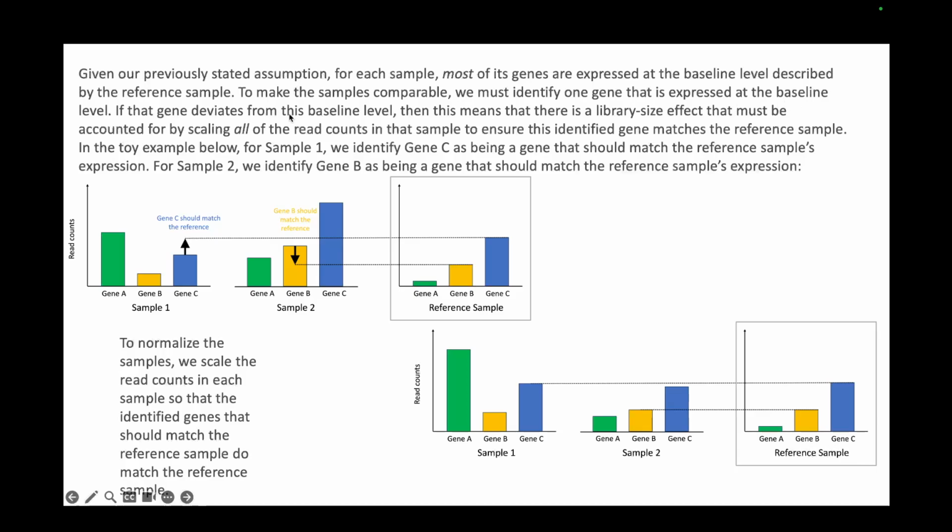If the gene deviates from the baseline level, then it means that there is a library size effect that must be accounted for by scaling all of the read counts in the sample to ensure that the identified gene matches the reference sample. In this example, in sample 1, we identify gene C as the gene that should match the reference sample's expression. For sample 2, we identify gene B as the gene that should match the reference sample's expression.